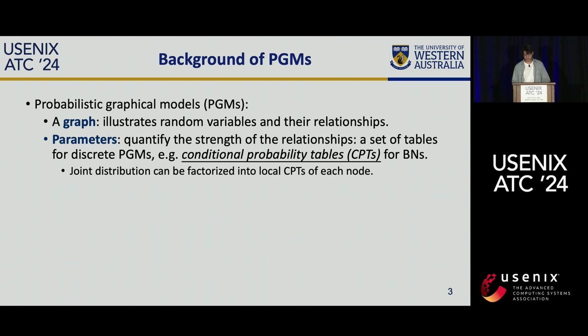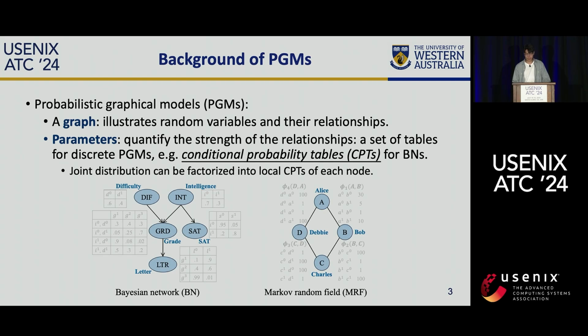Probabilistic graphical models can be described as a graph and parameters. In the graph, the nodes mean random variables, and the edges mean the relationships between variables. For example, Bayesian networks are a type of PGM and are represented as directed graphs. As shown in the left figure, we can see a directed edge from difficulty to grade, which means the difficulty of the class can influence a student's grade.